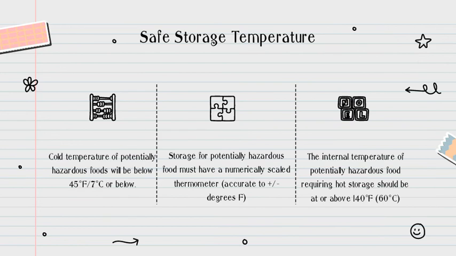So cold temperature for potentially hazardous foods will be 45 degrees Fahrenheit or 7 degrees Celsius or below. Storage for potentially hazardous food must have a numerically scaled thermometer, accurate to plus and minus degrees Fahrenheit. The internal temperature of potentially hazardous food requiring hot storage should be at or above 140 Fahrenheit or 60 degrees Celsius.